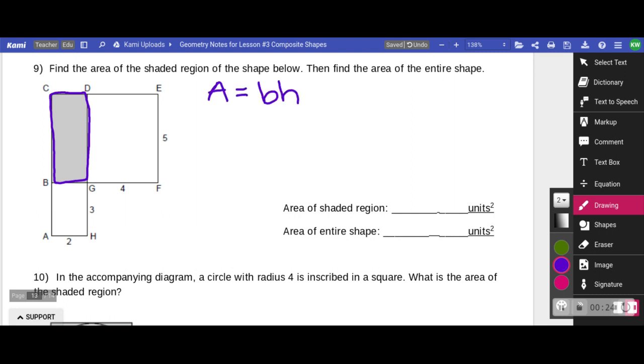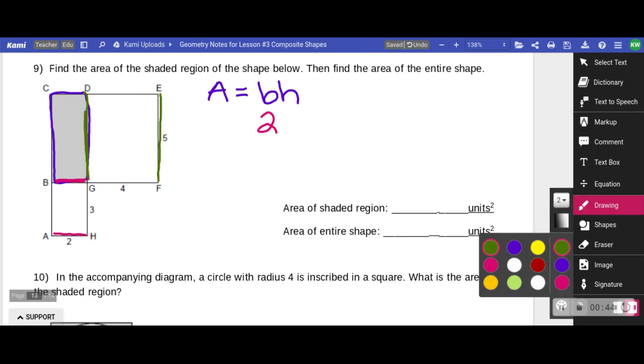Now, they're not labeled, but we can figure out the dimensions by looking at other parts of the composite shape. For example, if this is the base and it's the exact same length as this base, that means the base of our rectangle is going to also be 2. And for example, if this is the height and it's the exact same length as this side of the shape, then our height is going to be 5. To find our area, we're just going to do 2 times 5, and we're going to get 10 square units. So this part is going to be 10 units squared.